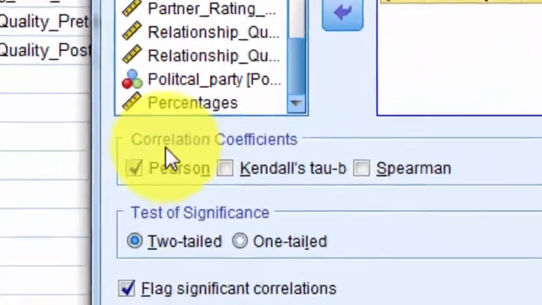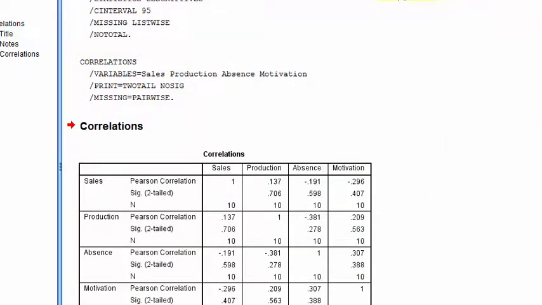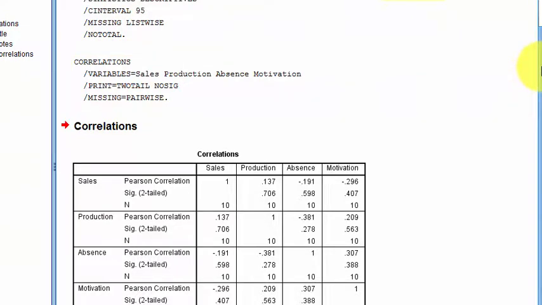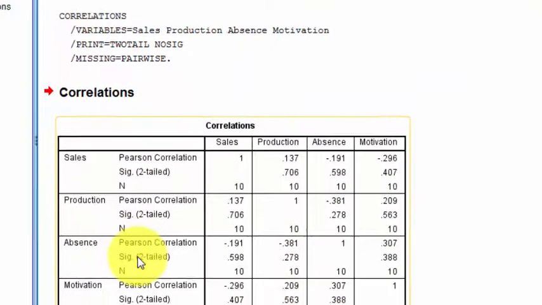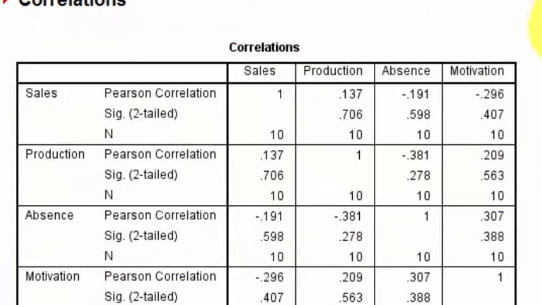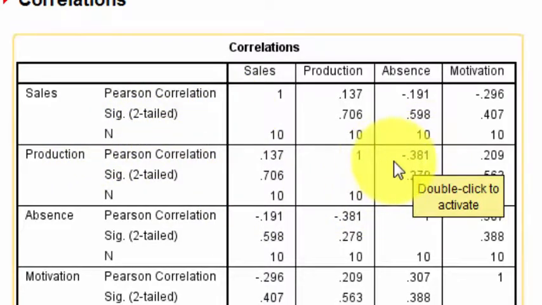Don't care about options. And the default is a Pearson test. So let's look at this matrix table. But it says the same thing, right? We should have the exact same correlations. And the strongest one would be, there it is right there, production and absence, negative 0.381.